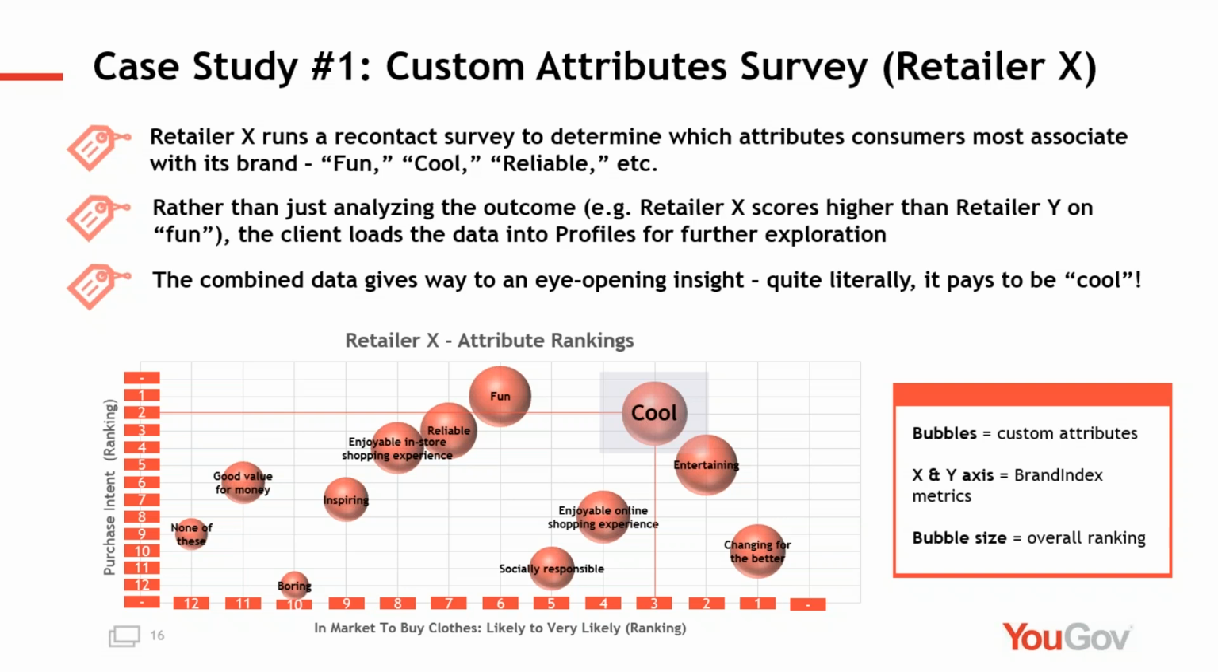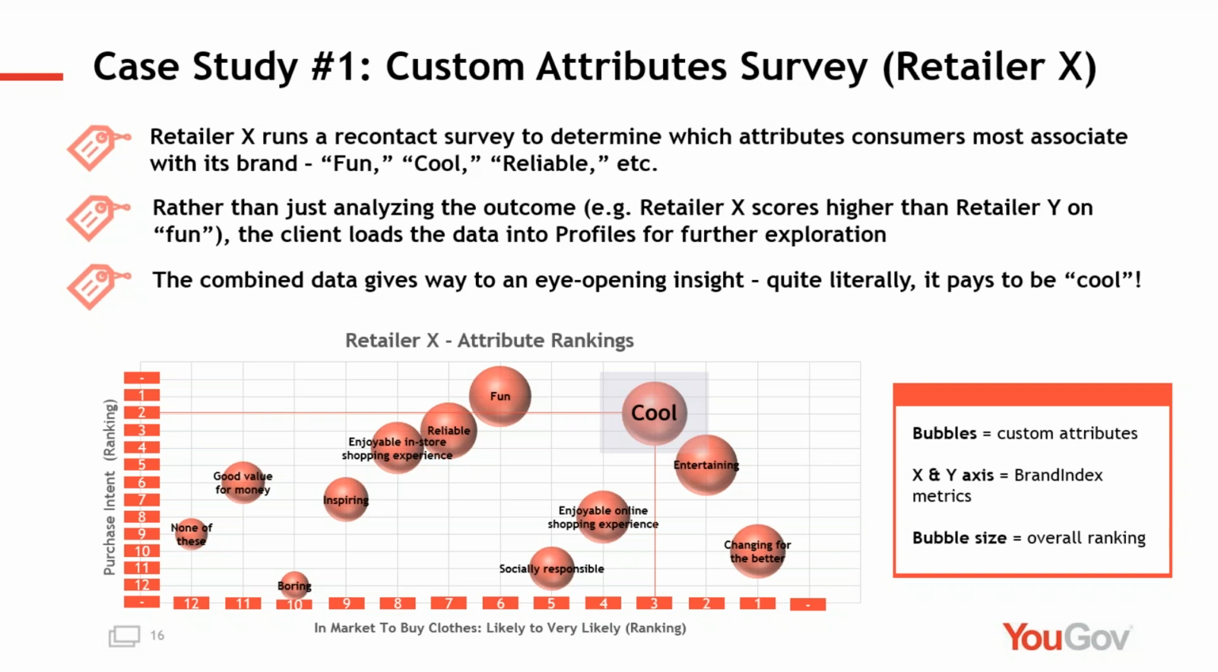We then ran 2 key brand index measures against those target groups. So the first, purchase intent, which is on the y-axis. So did this group show willingness to actually purchase from your brand? Number 2, which is likelihood to purchase clothing, which is on our x-axis. So even if this group indicated that they were likely to purchase from your brand, which is on the y-axis, are these people actually in the market to buy clothes?